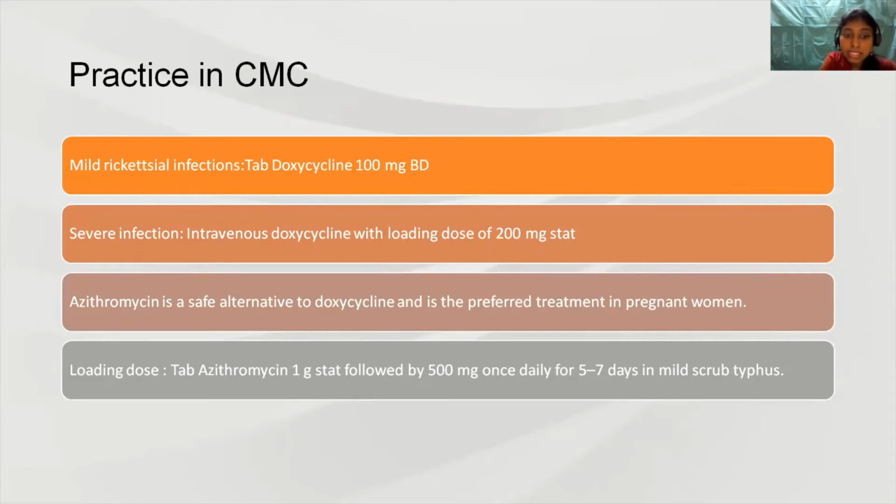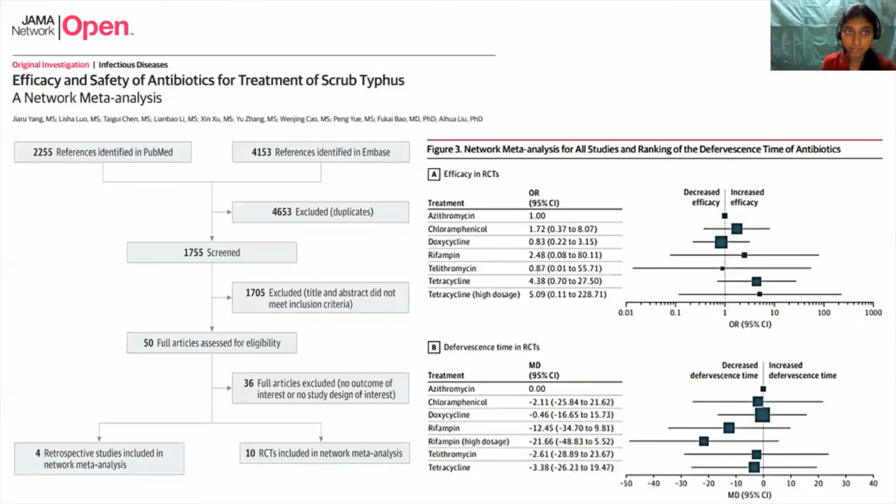Now, azithromycin is a safe alternative to doxycycline, and it is the preferred treatment in pregnant women. Now, the loading dose of azithromycin is 1 gram stat, followed by 500 mg once daily for 5 to 7 days in mild scrub typhus.